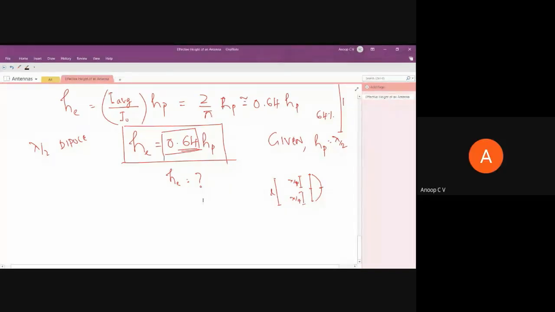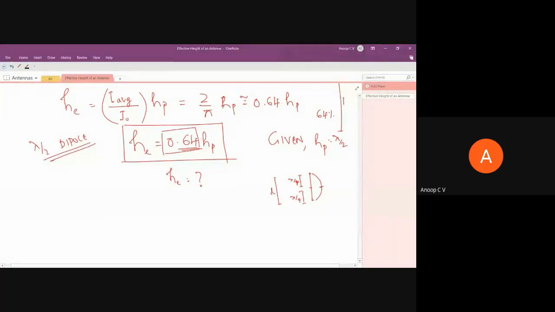Right. So okay, yeah. So that is the case of a lambda by 2 dipole. This is the result. Half wave dipole. So it's a problem as well, right? If it is asked as a problem, you should be able to solve. I will not solve any problem on this again, right?